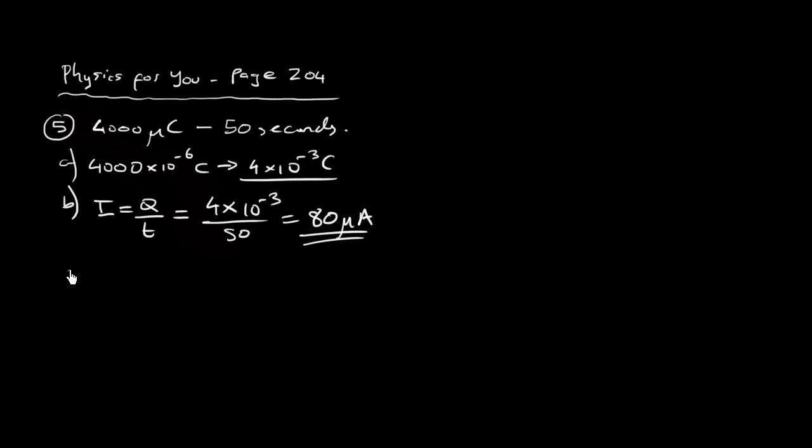Part C is the one that I think one of you had trouble with. It says the number of electrons per second passing each point in the wire. So that's the number of amps. That means what's the definition of current or amps? It's the charge per second, right? And so the total charge per second is 80 microamps.